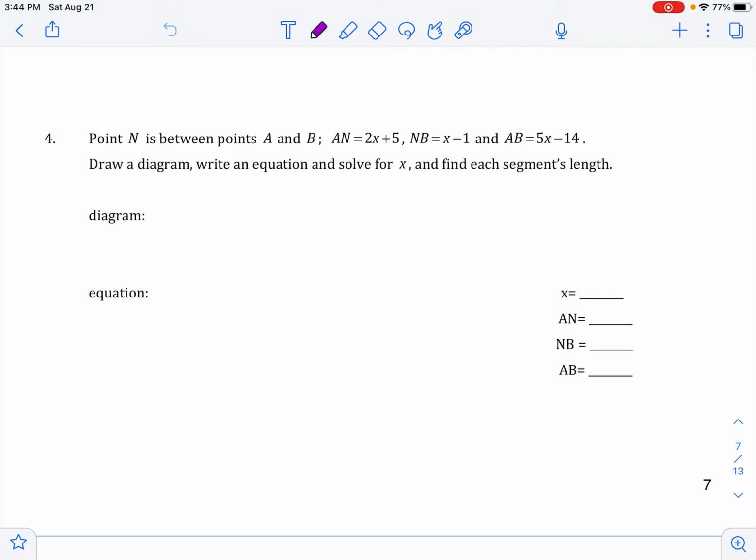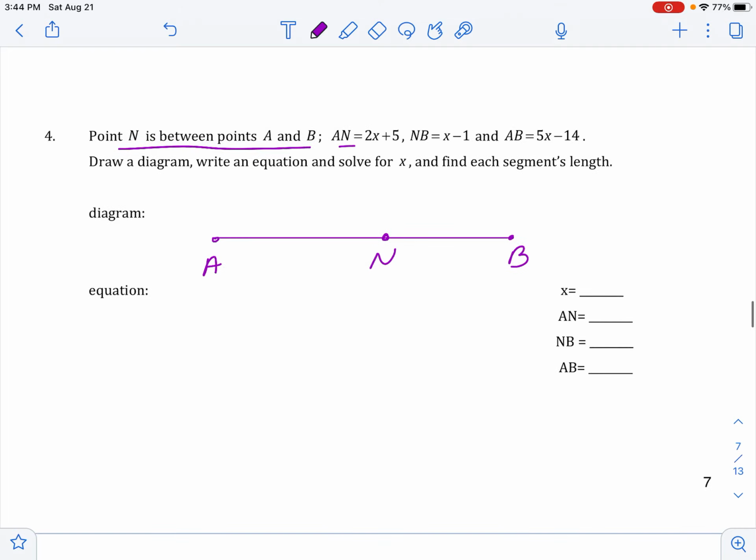Okay, for this problem, we're going to go ahead and draw our picture. So we're going to just go ahead and draw in a segment. And all it says is there's a point N between A and B. So put A and B at the end, put N anywhere in between them. It doesn't matter where. And let's go ahead and label our picture.